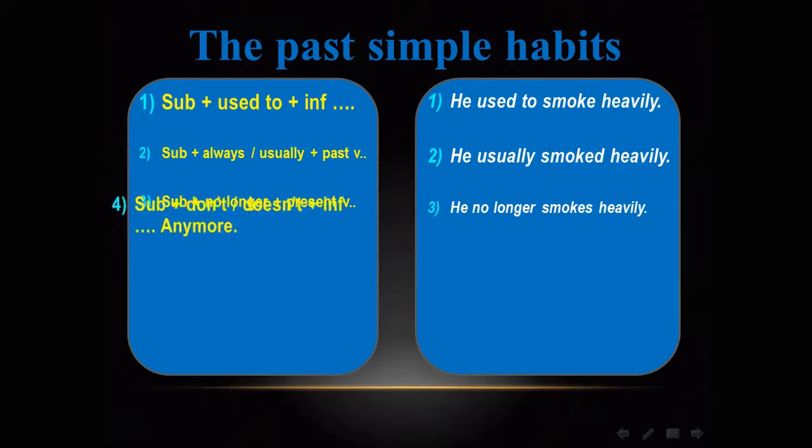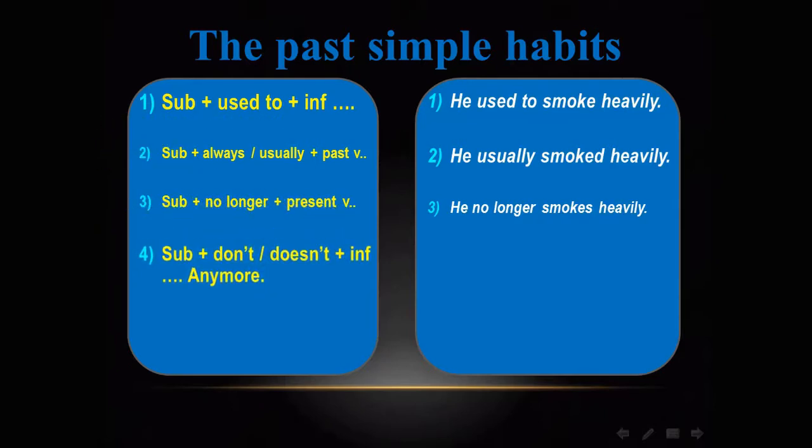Number 4 أو the fourth case subject مع don't or doesn't plus infinitive verb والجملة تنتهي ب any more يعني تاني. أنا عايز أقول ما بقتش أعمل الحكاية دي تاني، ما بقتش أعمل الشيء ده تاني يعني كنت بعمله وبطلت أعمله. For example he doesn't smoke heavily anymore.